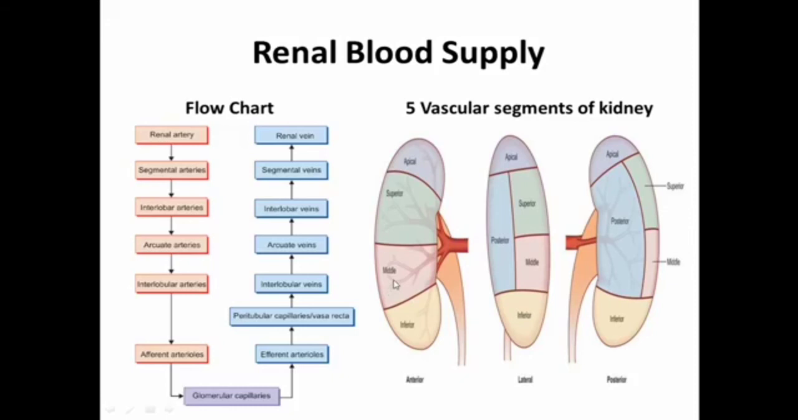posterior aspect. So now you can well understand the blood supply, the renal blood supply, right from the aorta up to the inferior vena cava.